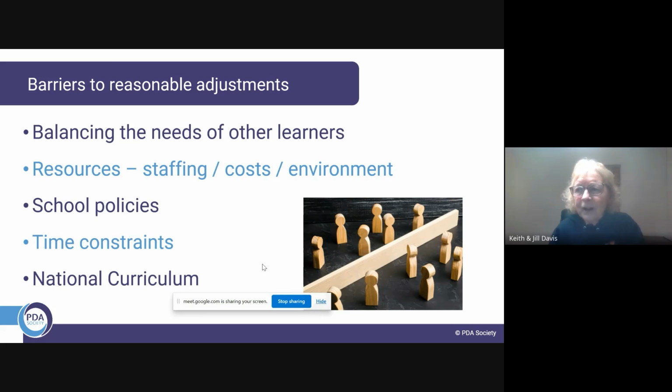So in terms of providing that best education, PDA children may be catered for in a full range of educational placements. But sadly, it's not uncommon for them to be placed in a series of schools as one placement after another breaks down.